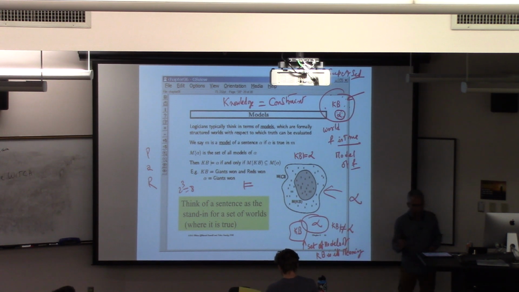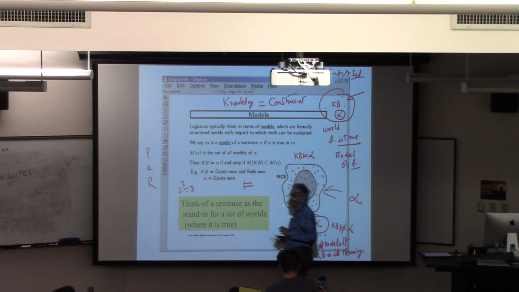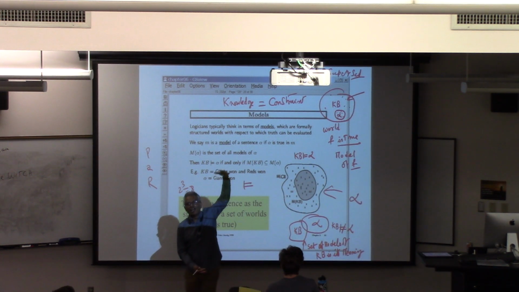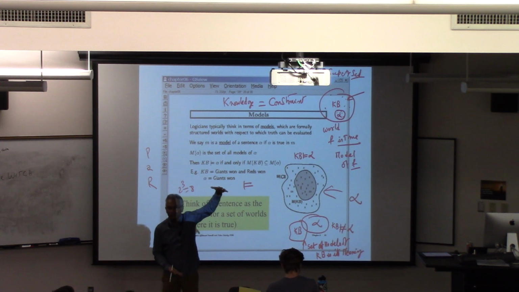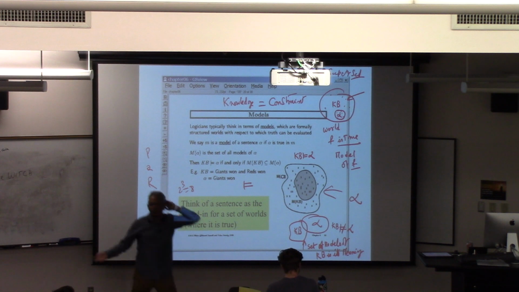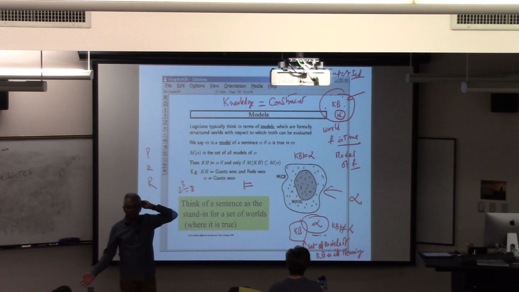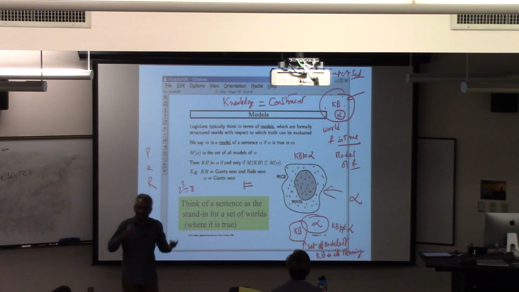This is what you're trying to do. In some sense, entailment is really enumerating all the models where your knowledge base is true, and checking if in each of those worlds alpha is true. Do you see what I'm saying? This is true for propositional logic, predicate logic, and first order logic.